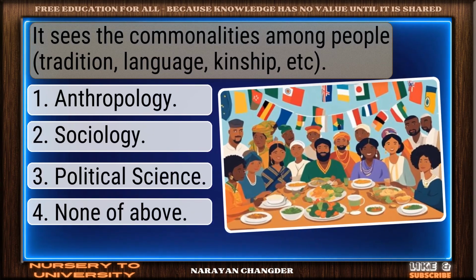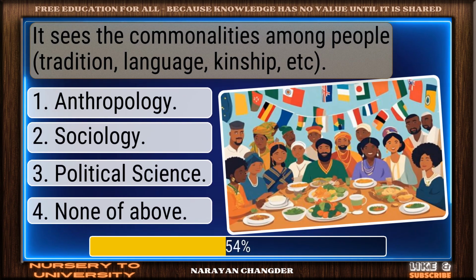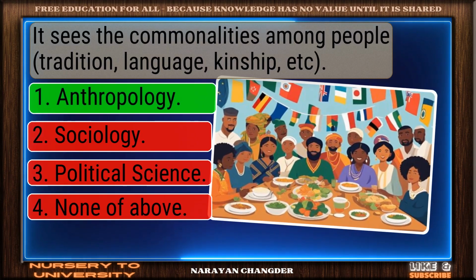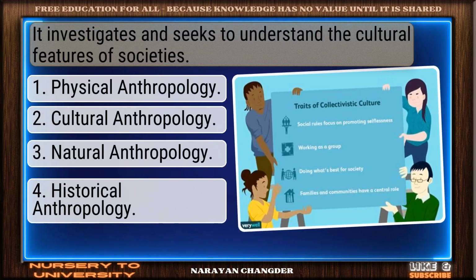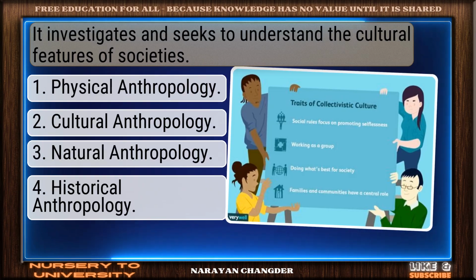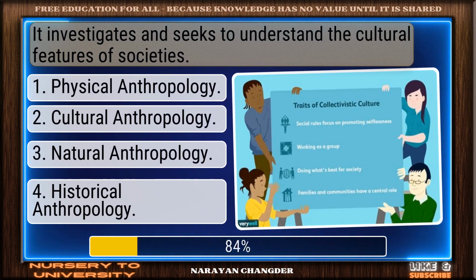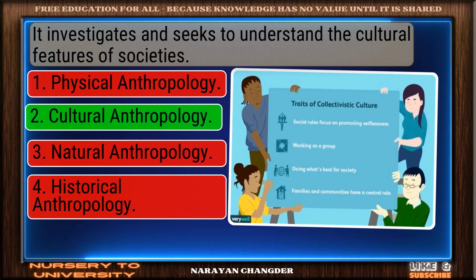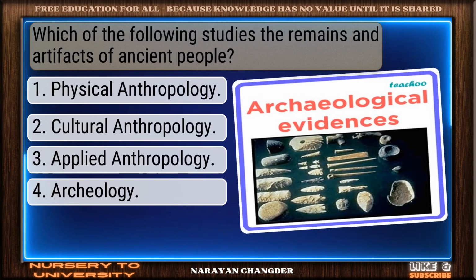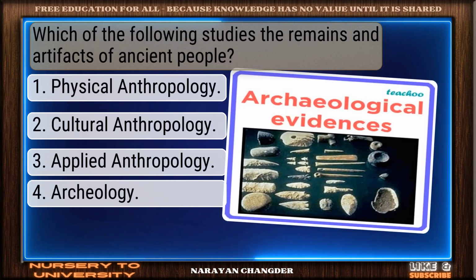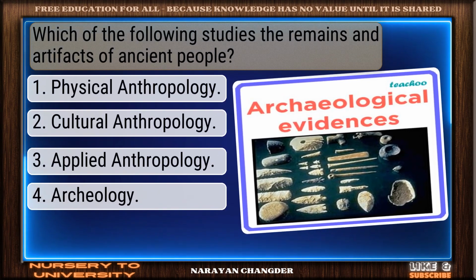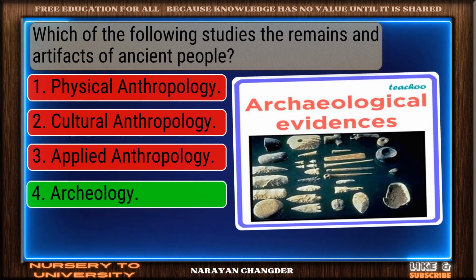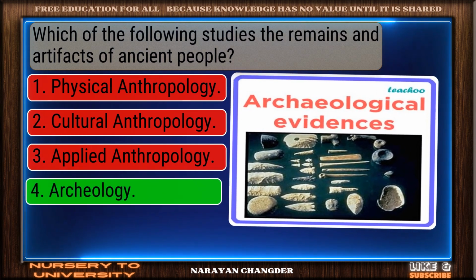It sees the commonalities among people. Excellent choice. Anthropology is the right answer. It investigates and seeks to understand the cultural features of societies. Nice selection. Cultural anthropology is the correct and valid answer. Which of the following studies the remains and artifacts of ancient people? Correct response. Archaeology is the most accurate answer.